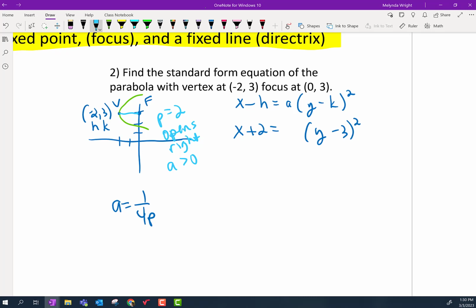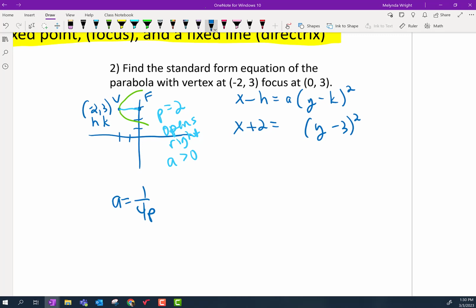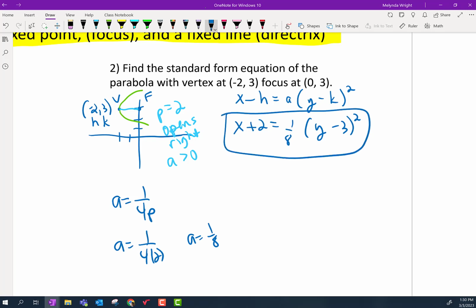So now my job is simply going to be to put that in my formula. P is 2, so A equals 1 over 4 times 2, or A is 1/8. And I have my equation. And I leave it like that. We don't need to put it in general form. Leave it in standard form, and we are good to go.